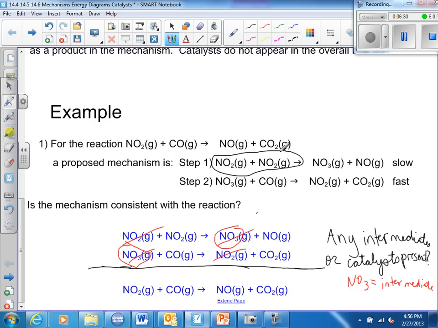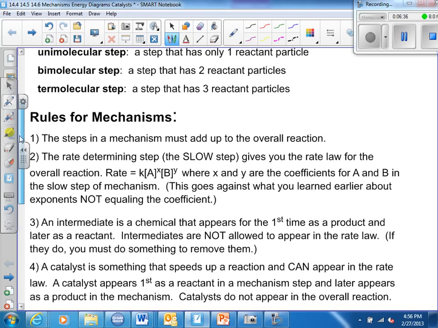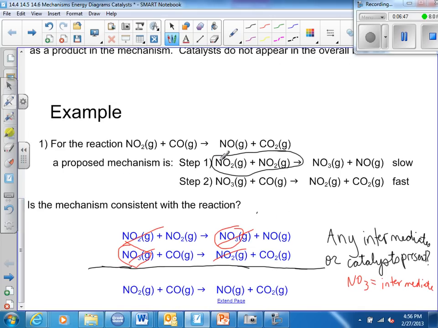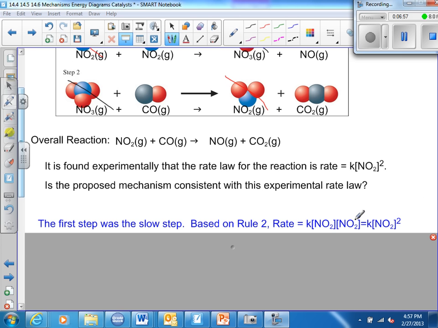And we are also told that the rate law is based on the coefficients of the reactants in the slow step. That was this piece of information right here. The rate is K, A to the X, B to the Y, where X and Y are the coefficients for A and B in the slow step. So here we are. Here's our slow step. These are our only reactants in the slow step, so it will be NO2 times NO2, which is NO2 squared.